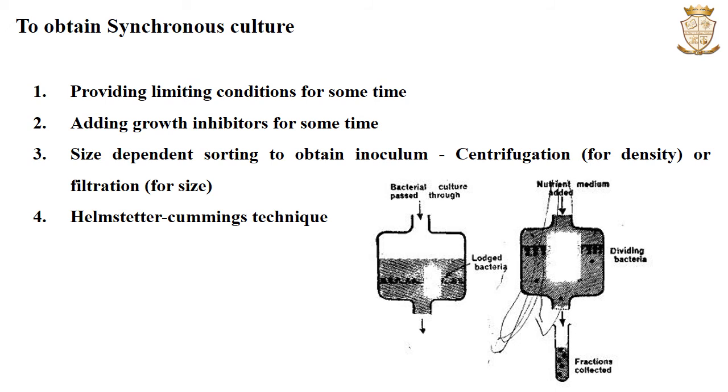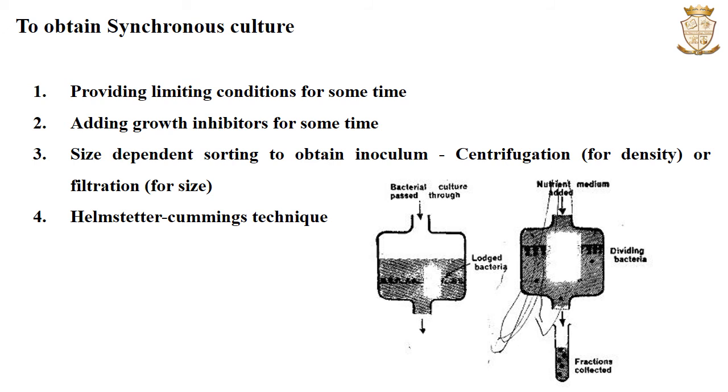The second technique is the addition of growth inhibitors for some time. So here, to inhibit the growth of microorganisms, we are adding certain chemical inhibitors. The addition of a chemical growth inhibitor will stop the growth of all the cells. Then we can remove the inhibitor, and the removal of the inhibitor will initiate the growth of the cells, and the cells will grow together and they will begin to grow synchronously.